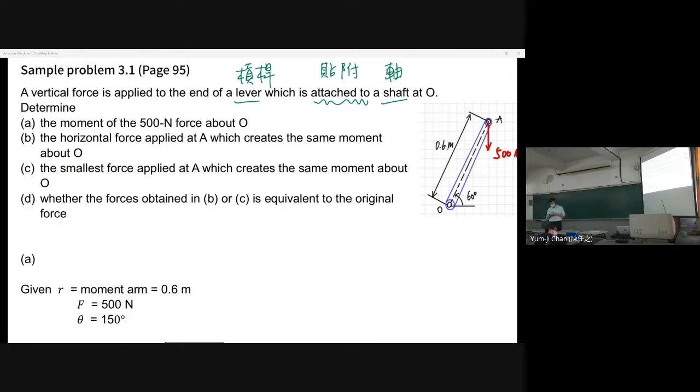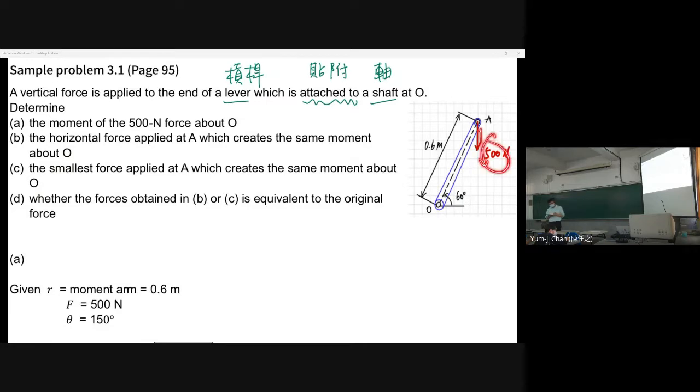So this force is 500 Newton going vertically down, and we determine the moment of this force about O. We have the moment arm of 0.6. This part is the moment arm because the force is applied at A. And the angle here is 150 degrees. Of course, you can say this one is 30 degrees, then it is also okay.